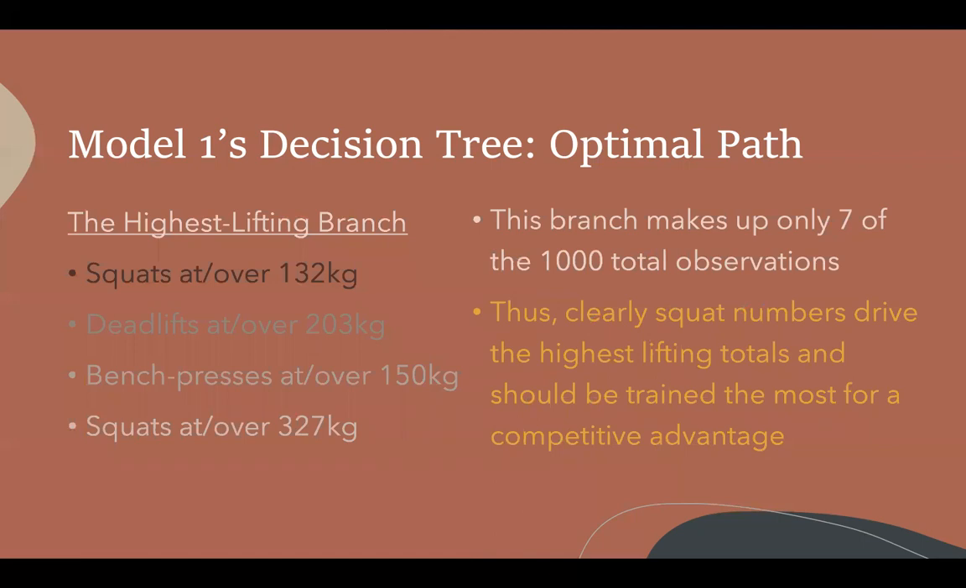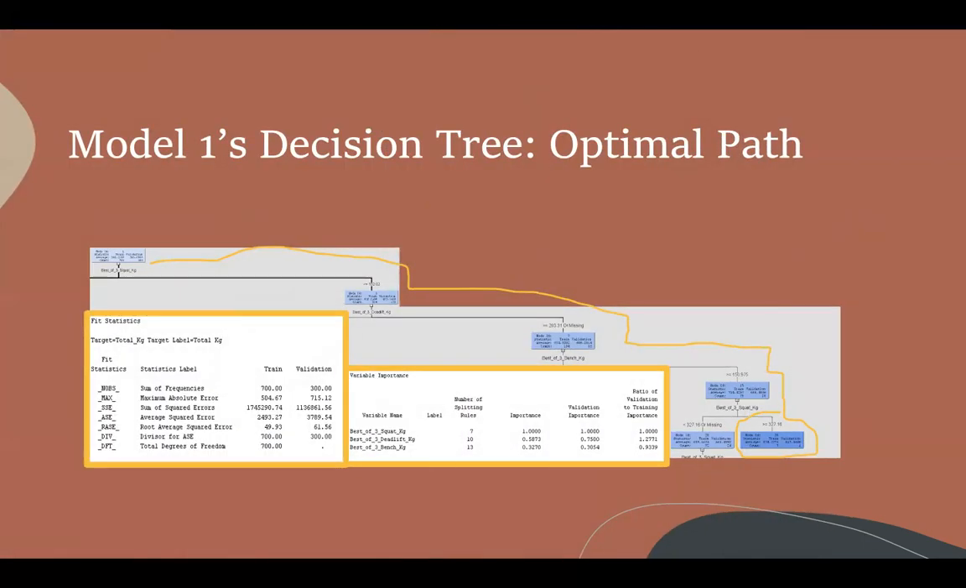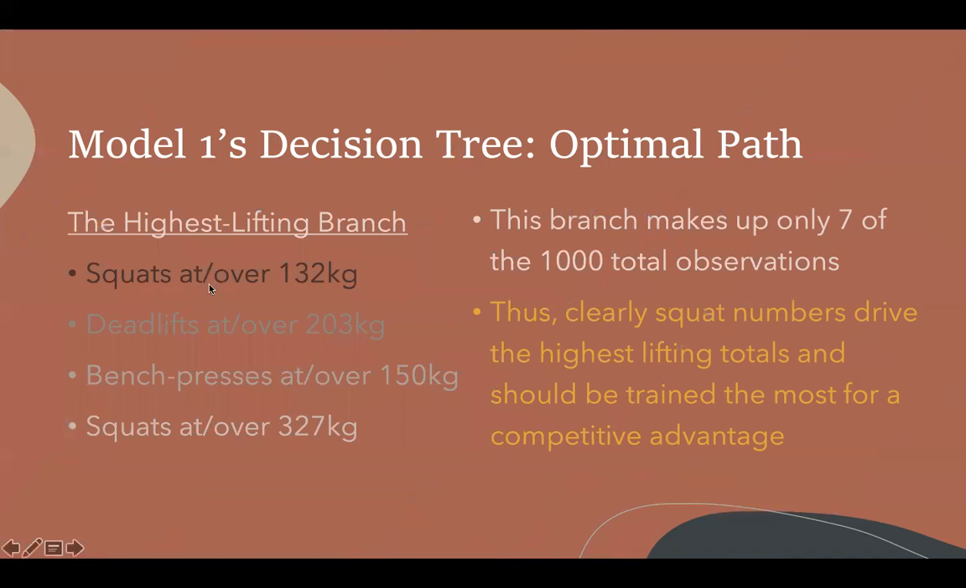Going back to the decision tree, we can see that just following it down on the left here, this describes that path. To start out, squats at over 132 kilograms, about 260 pounds, creates an elite lifter. That's the most important thing that differentiates elite lifters from less elite lifters. And then the next branch would be deadlifts at over 203 kilograms, between 400 and 500 pounds, which makes sense. And then for the most elite lifters, bench press over 150 kilograms, about 300 or so pounds, obviously less important than the other ones.